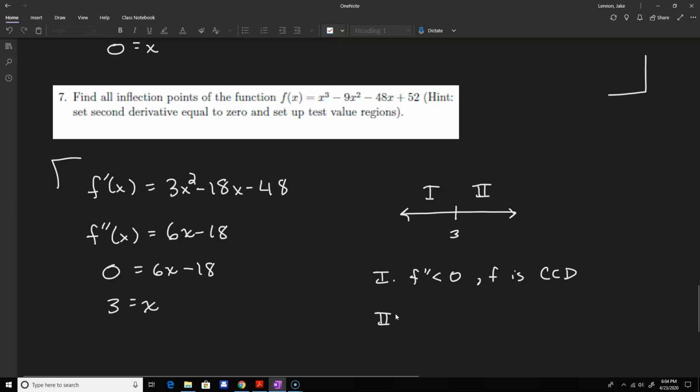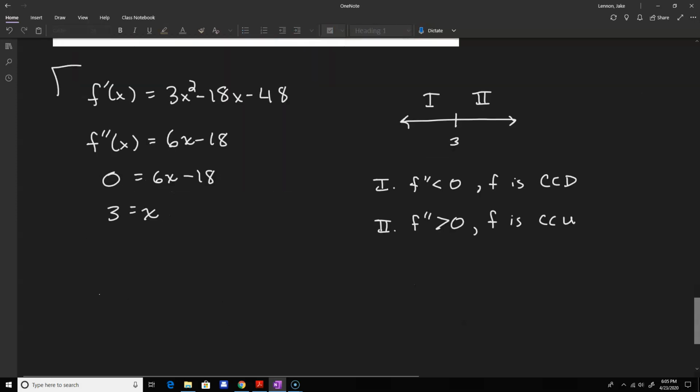And in region 2, we want to plug in some number bigger than 3 for x into the second derivative, which is going to give us a positive value. If you plug in x equals 4, you get 24 minus 18, which is 6. So that means f is concave up here. So we can say that our function f has an inflection point at x equals 3. Okay, so that's it for this problem.